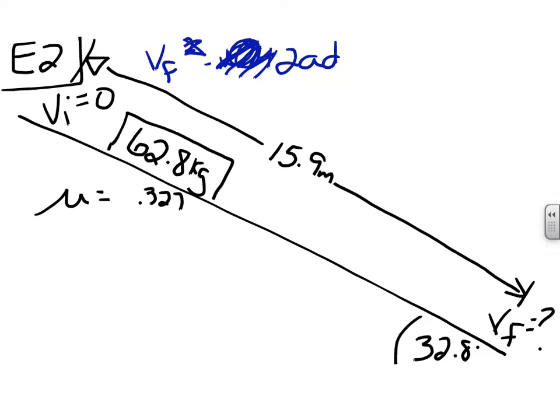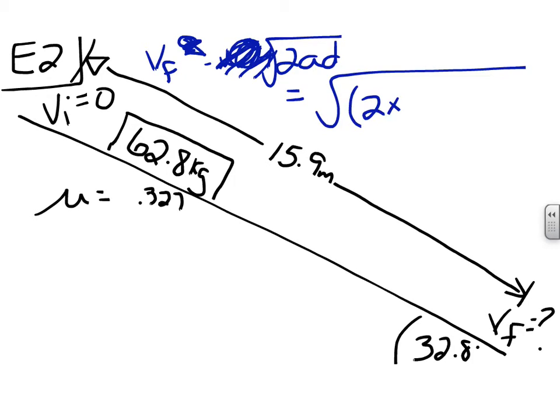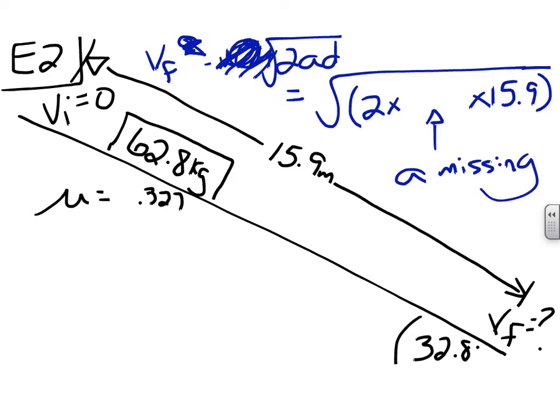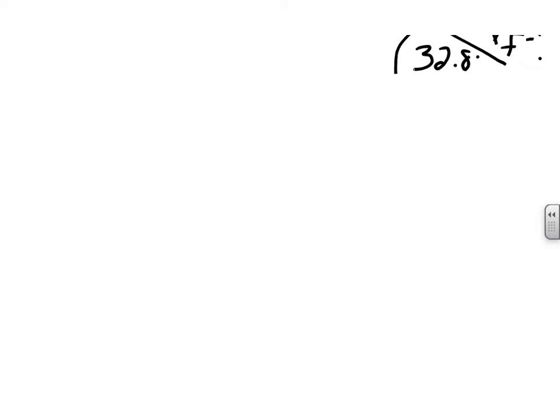And to get rid of the square, we want to square root it. So my answer is going to be the square root of 2 times my unknown A times the distance of 15.9. So all we have to do is find the A. So that's it. It's going to be really, really simple. All we got to do is find A. Now, of course, some of you remember that finding A was a little bit more challenging. Well, I'm going to show you a little bit of a shortcut.